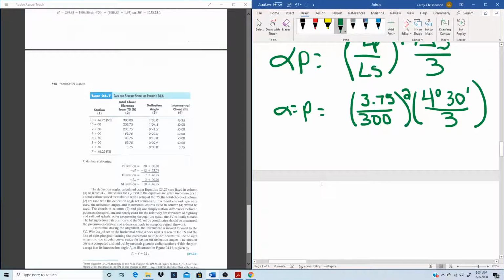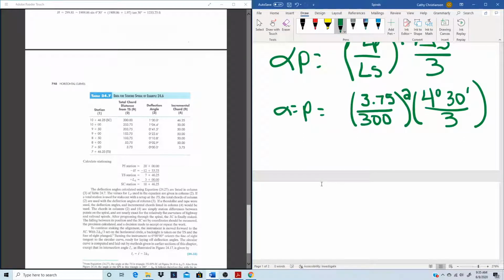So 3.75 divided by 300, and we're going to square it. Then I'm going to multiply it by 4 degrees 30 minutes, and that's divided by 3. When I get that, I get a really small answer, and that's in decimal degrees.